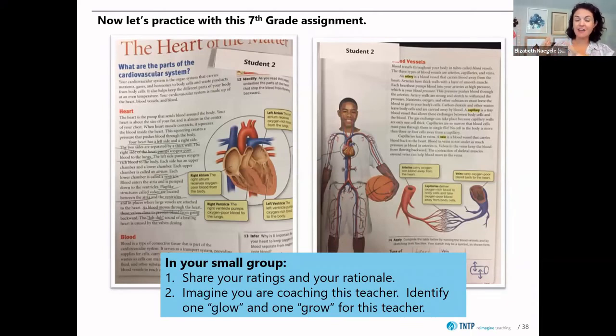But you're going to have, like I said, 5 minutes on your own first to look at the assignment and rate the assignment, and then we'll come back together and repeat the directions before we go to breakout rooms. So it is 11:12 now, and you've got until 11:17 to do your own ratings on this 7th grade assignment.